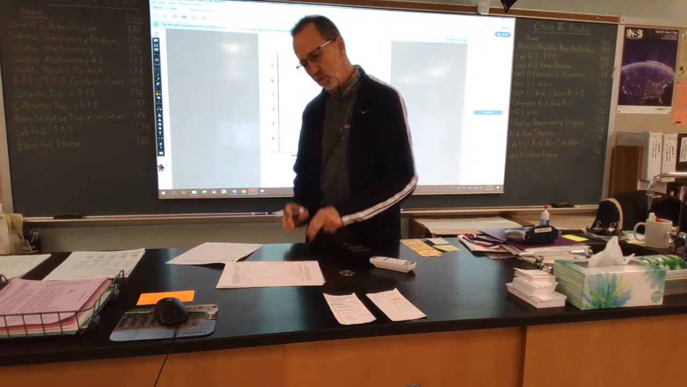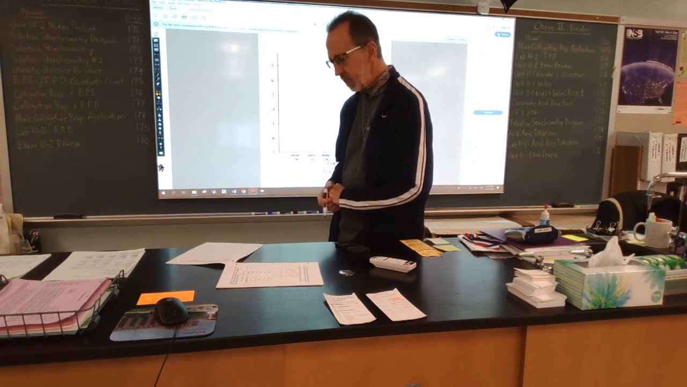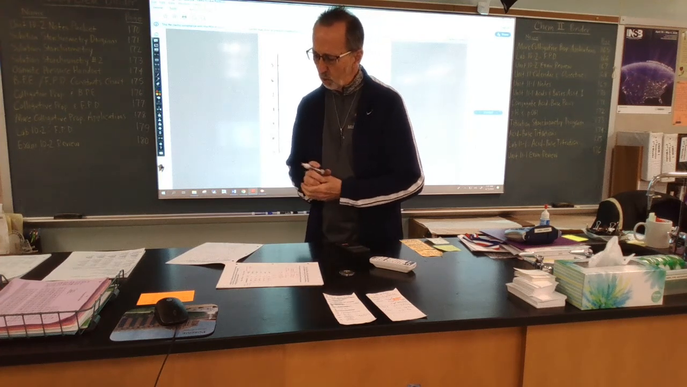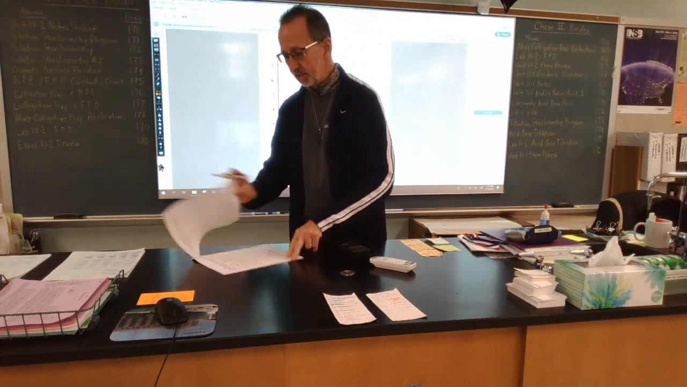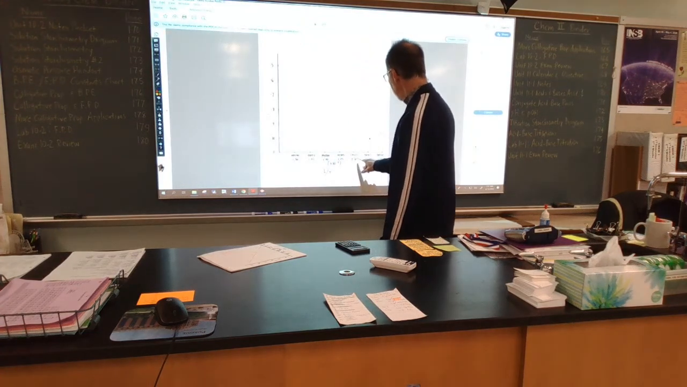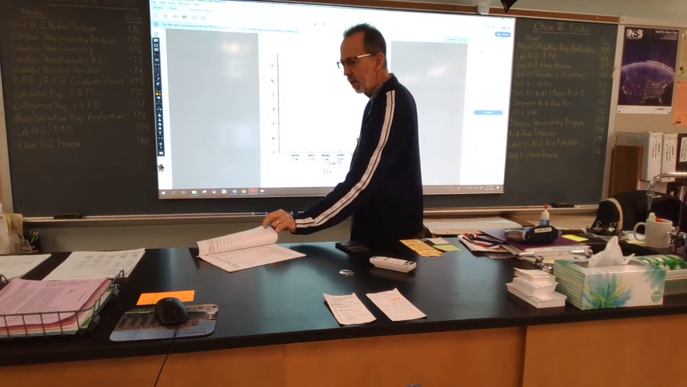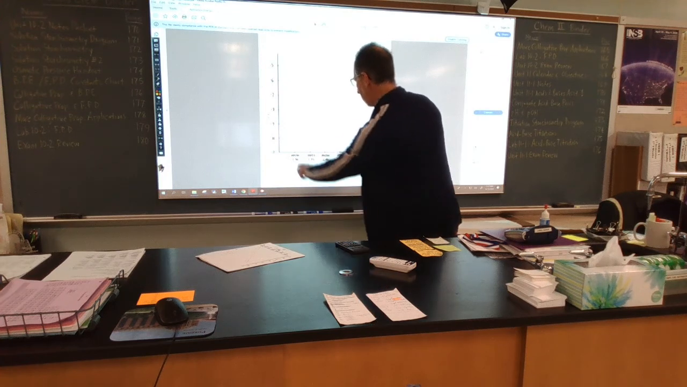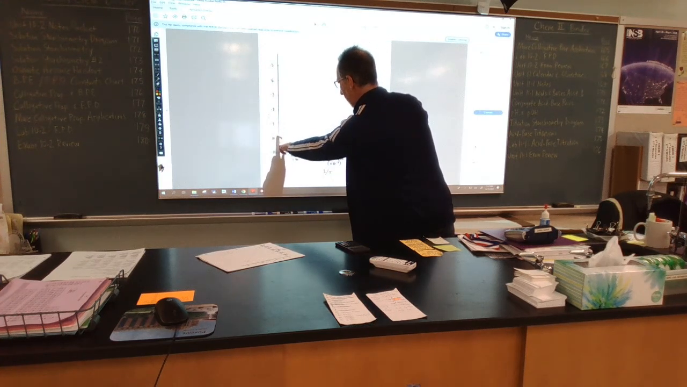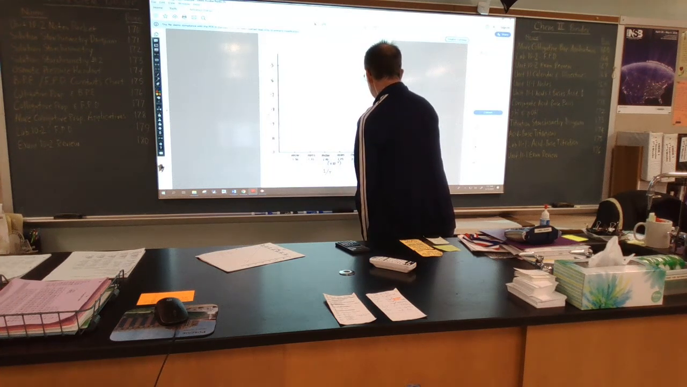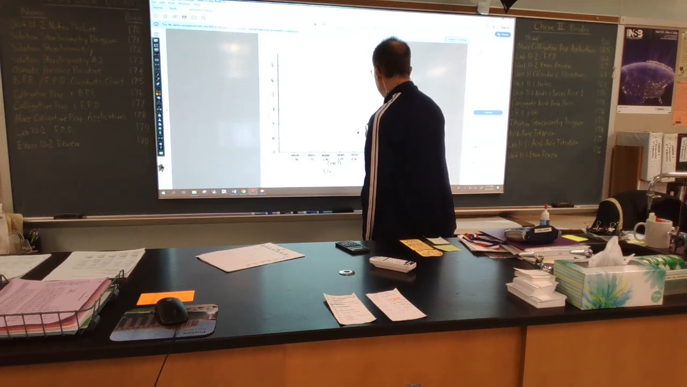Data point 2 was where ln(k) was negative 9.86 and 1 over t was 2.12 times 10 to the minus third. So 2.12 is about right here, and negative 9.86. Here's 10, 9.5, about right there, give or take. About right there. So here's data point 2.